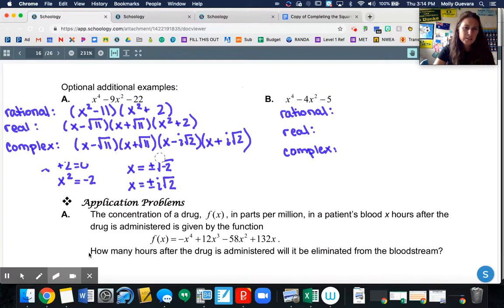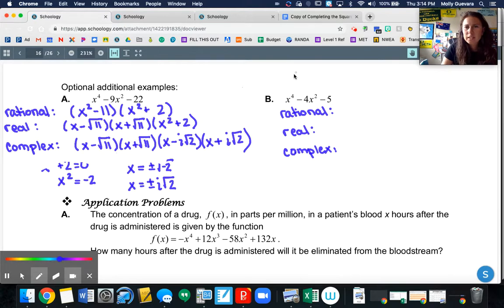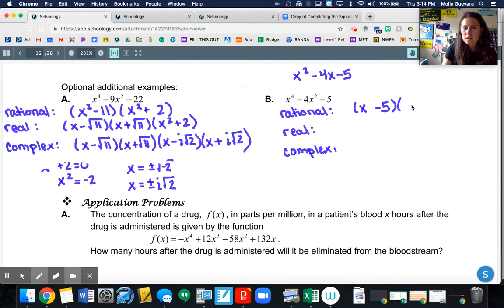I guess you can move that up, it doesn't matter. Okay, similarly, over here, I'm really looking at x squared minus 4x minus 5. So if I factor that, I get x minus 5, and then x plus 1. But since it's actually x to the fourth, we have to have these as squared.